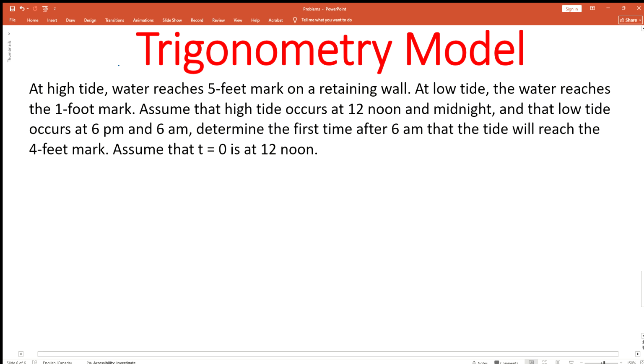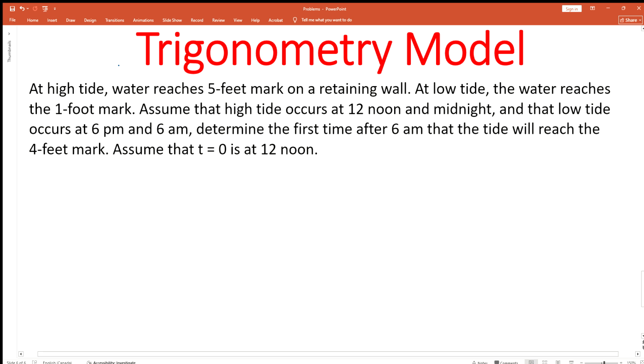Assume that high tide occurs at 12 noon and midnight and that low tide occurs at 6 p.m. and 6 a.m. Determine the first time after 6 a.m. that the tide will reach the 4 feet mark. Assume that t equals 0 is at 12 noon.